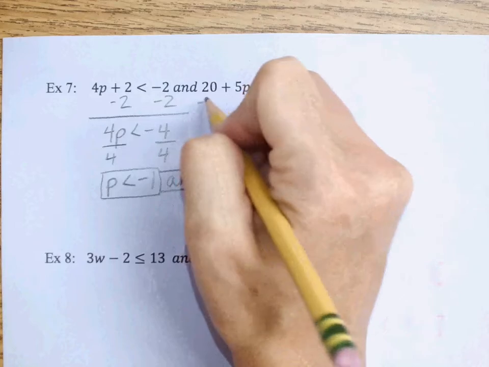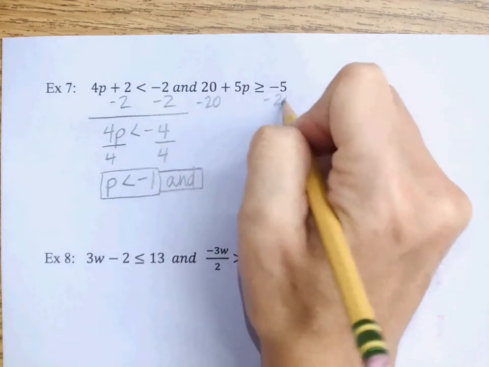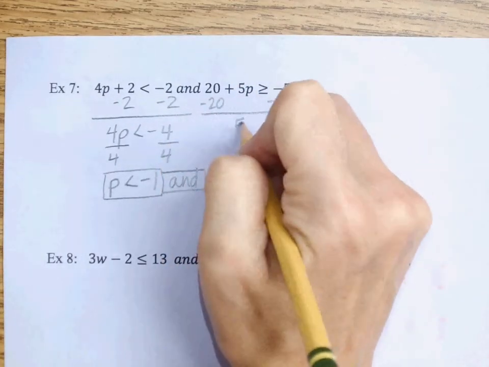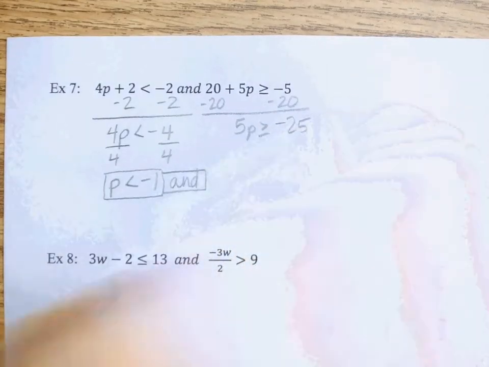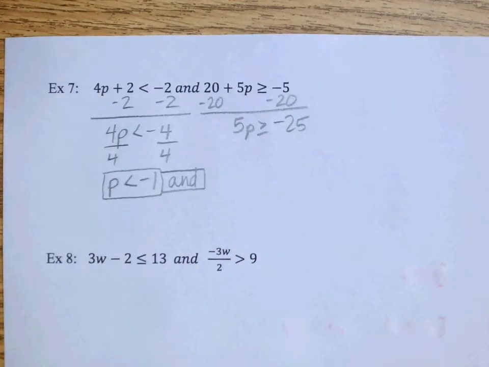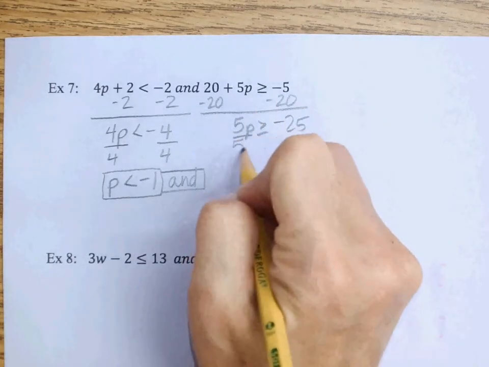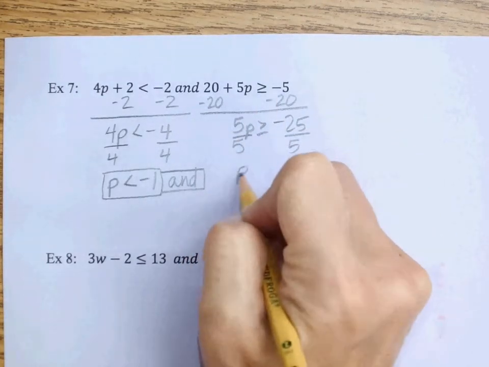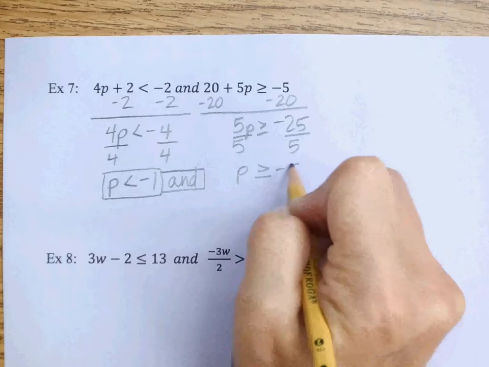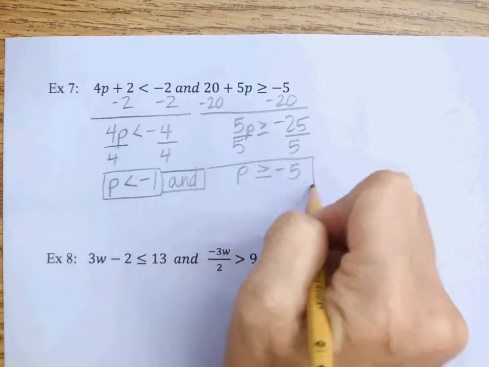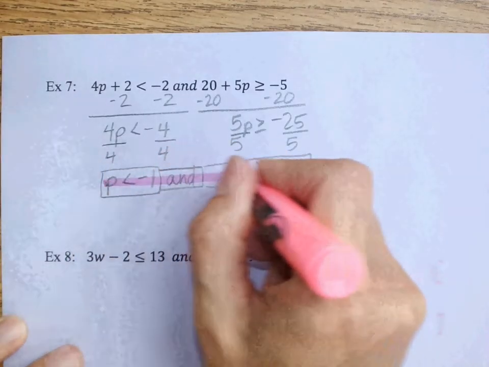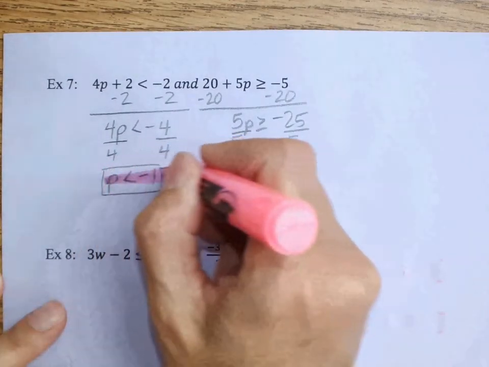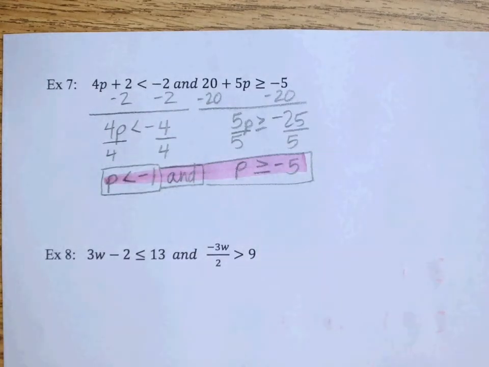And then we'll go ahead and solve the other side. So notice how I'm solving these separately. We do that to make sure that we are getting these correct. So I have 5p is greater than or equal to -25. Divide each side by 5. P is greater than or equal to -5. So again, all of this is my final answer. So I'm going to go ahead and highlight. This is my answer.